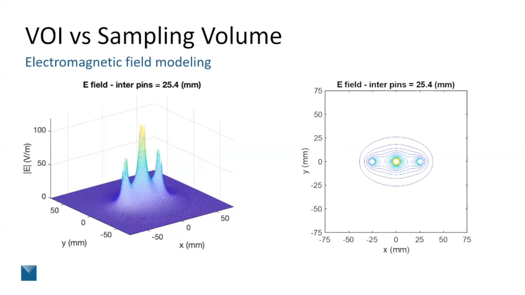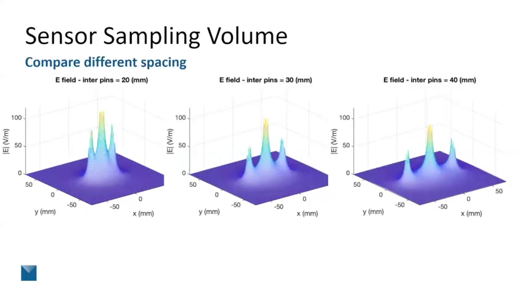You can also see the contour lines of how far that electromagnetic field is extending. We've done quite a bit of work looking at different needle spacings to see how that impacts the sensor sampling volume. This has been really neat because it's a powerful tool to help us as we're working on sensor designs to try and improve what that sampling volume looks like. You can see here that as you change your inner needle spacing, you wind up with very different looking electromagnetic fields.